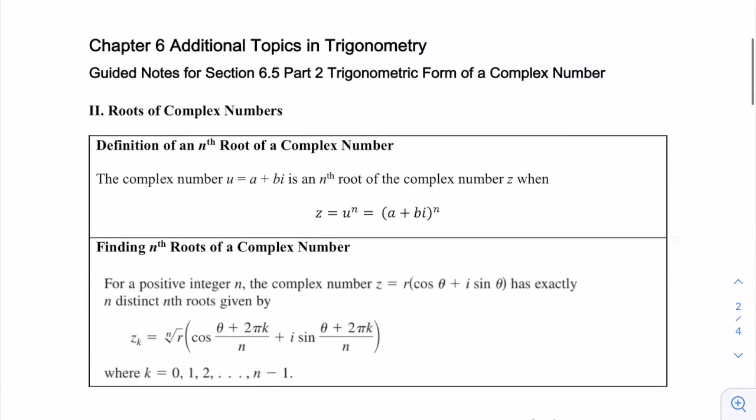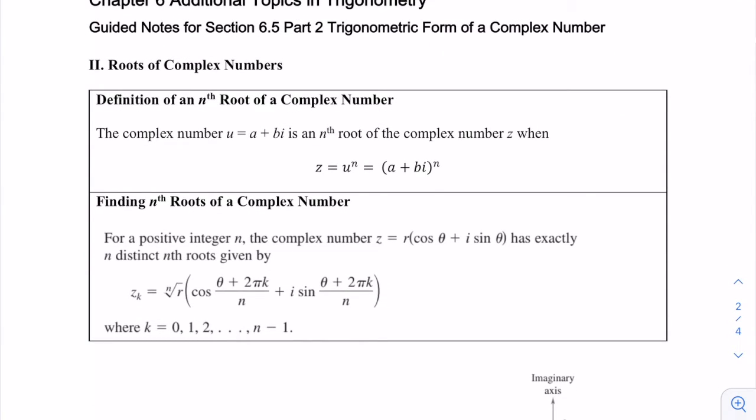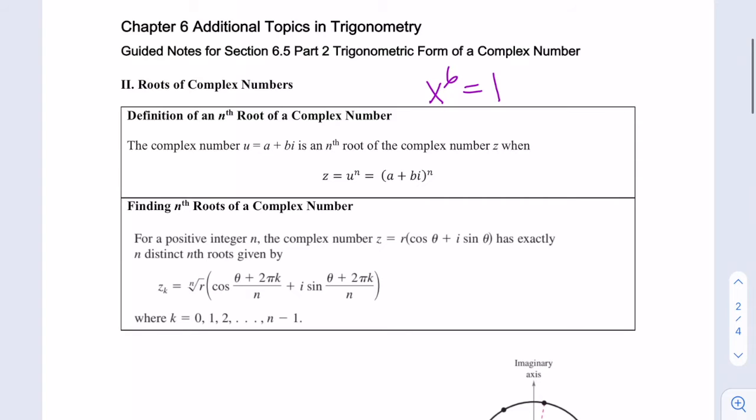Now let's consider the roots. If we look at the nth root of a complex number, we actually can figure out the formula as well. So remember, if we have something like x to the 6 equals 1, that means we know by the fundamental theorem of algebra that this will have 6 roots, but they may not all be real. They can be complex, but we will have 6 distinct roots. So when we have a complex number, we can also find those roots more easily.